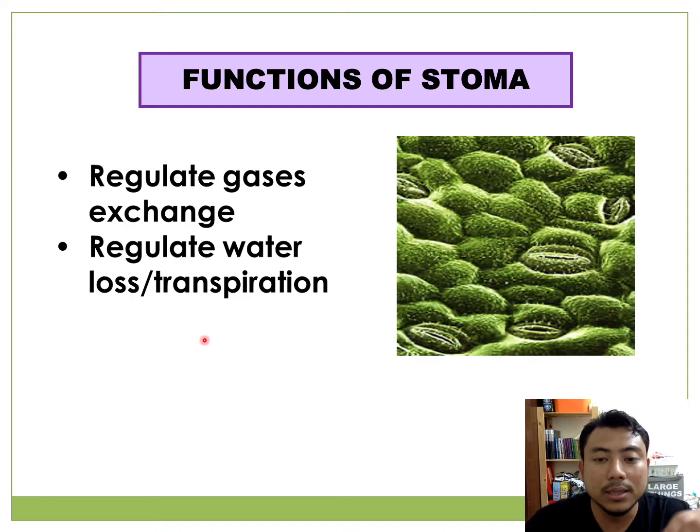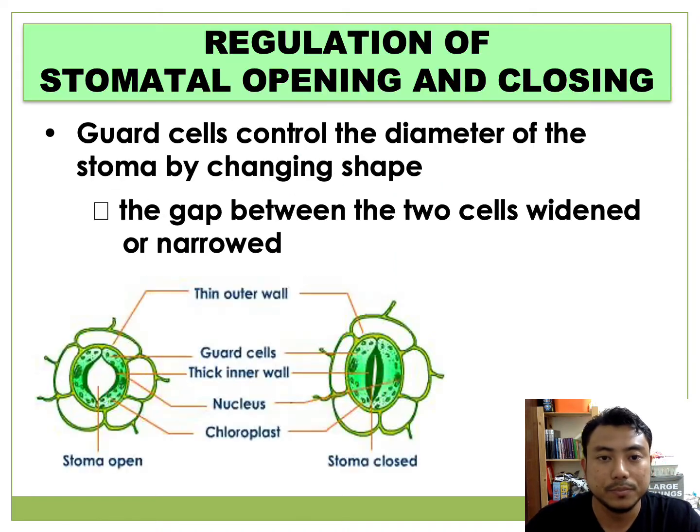Also, on the other hand, what you need to remember is that it regulates water loss. If it stays open during the hot midday, yang cuaca sangat panas tu, dia akan hilang water moisture juga, dia akan hilang water vapor. So bila dia hilang banyak water vapor, tak boleh lah. So nanti pokok tu akan kehilangan banyak sangat air. So dia kena kawal juga water loss through transpiration ni.